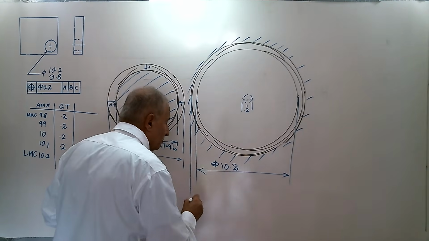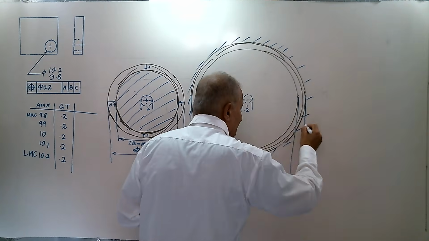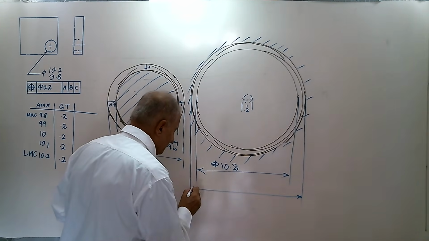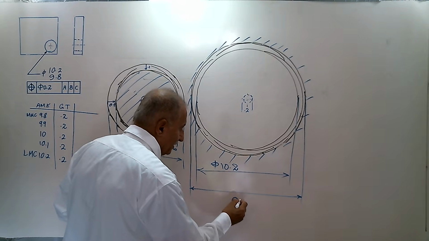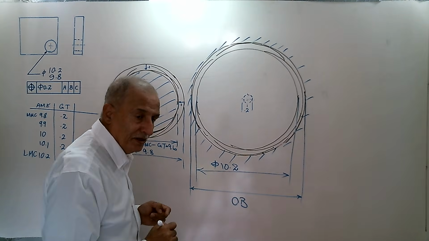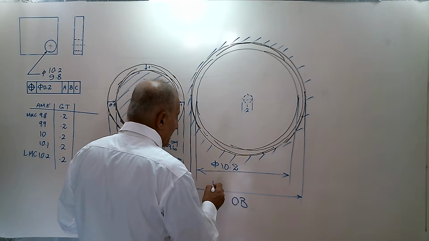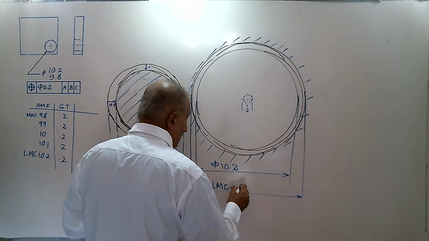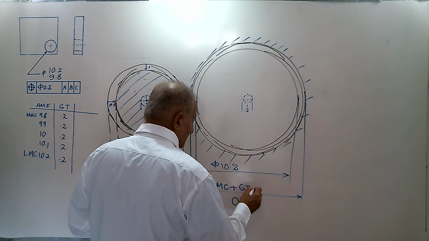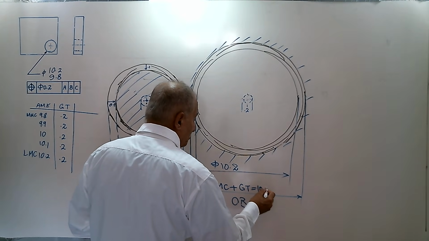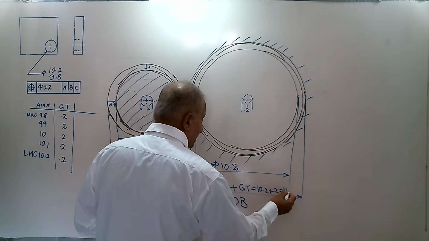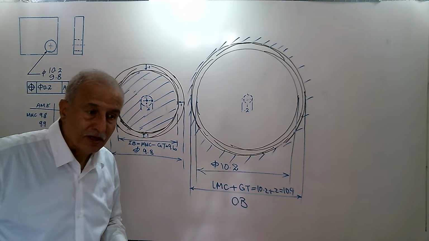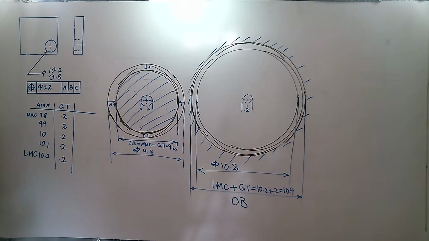then the circumscribed circle, the smallest circumscribed circle, should be this one, the outer boundary, which is equal to the LMC size of the hole plus GT, which is equal to 10.2 plus 0.2, 10.4. That's a diameter. 10.2. Look at to here.